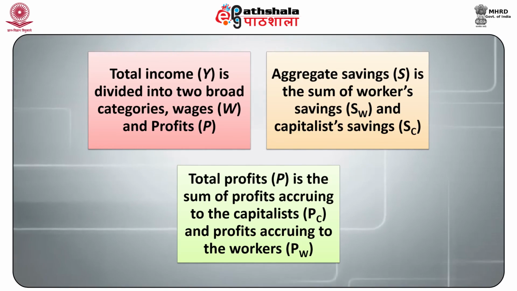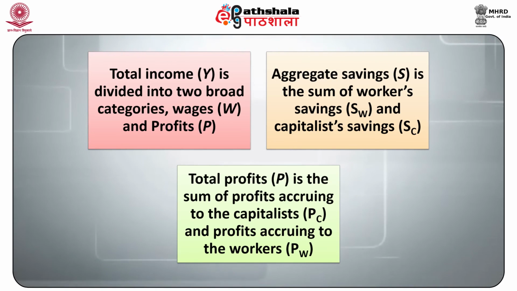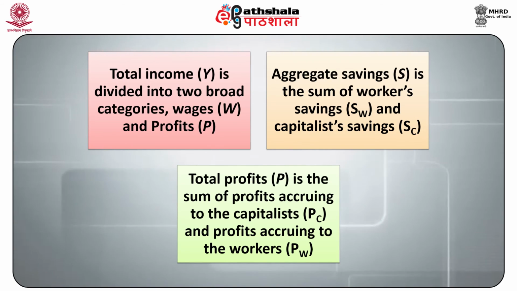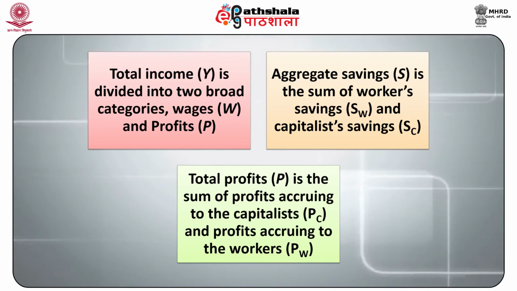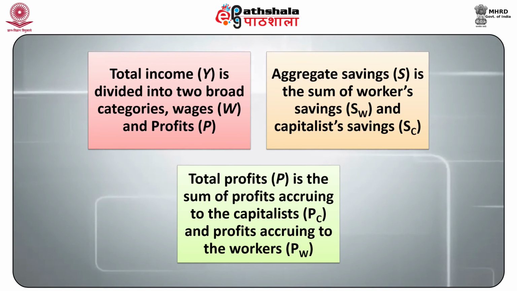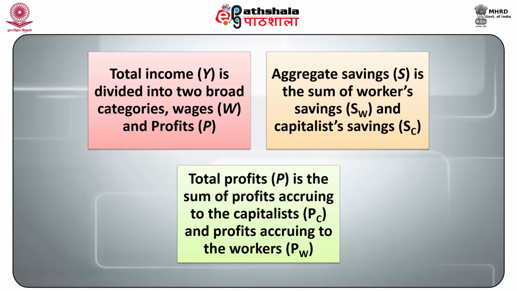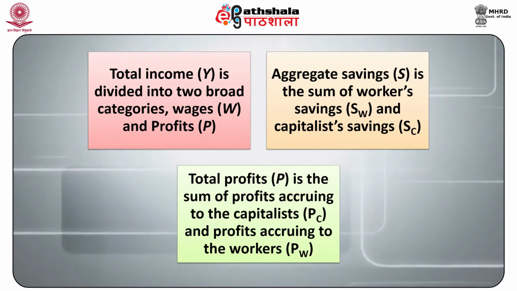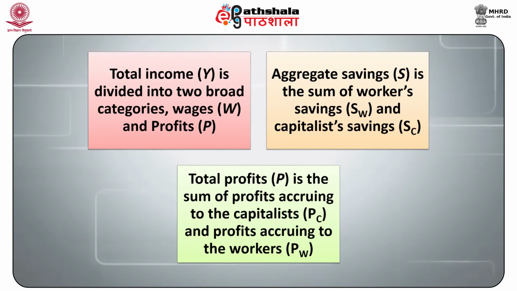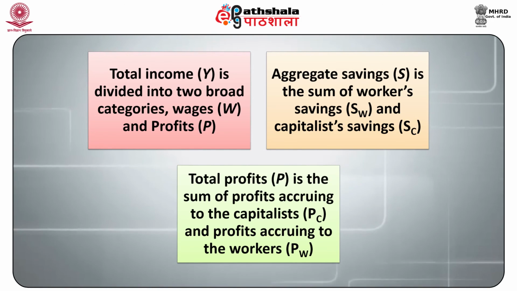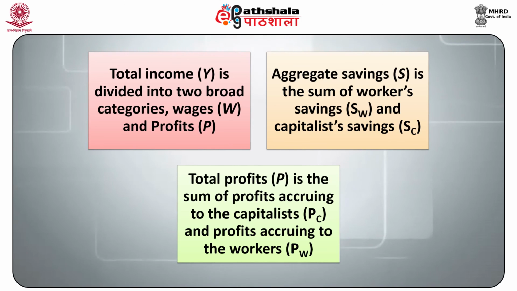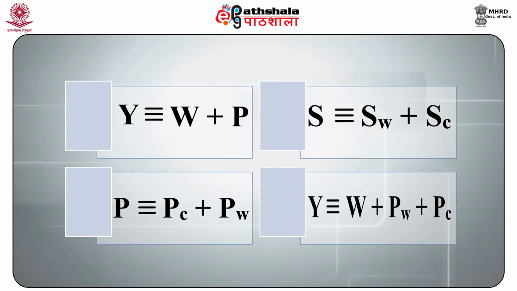Y is total income. It is divided between wages and profit. Aggregate saving S is the saving of the workers and the saving of the capitalists. Saving propensities of the two are given. Total profit P is equal to profits of the capitalists and profits of the workers. These can be expressed as equations 1, 2, 3 and 4.